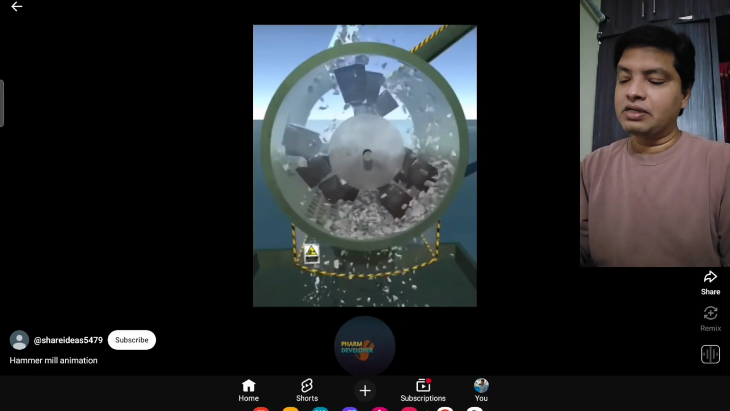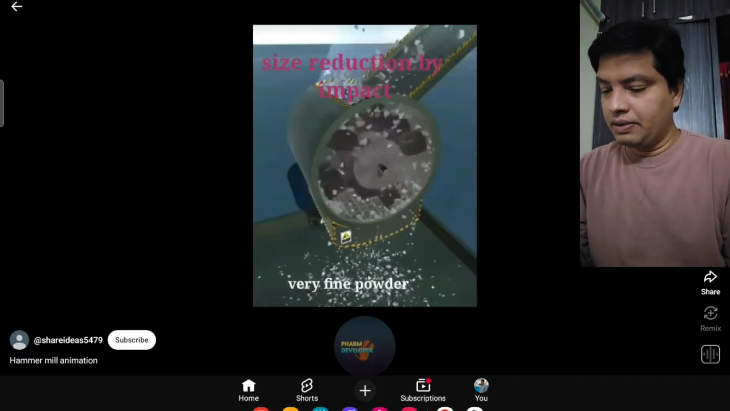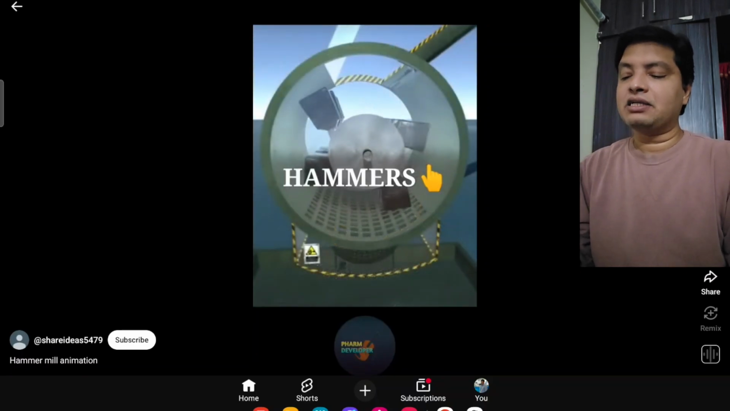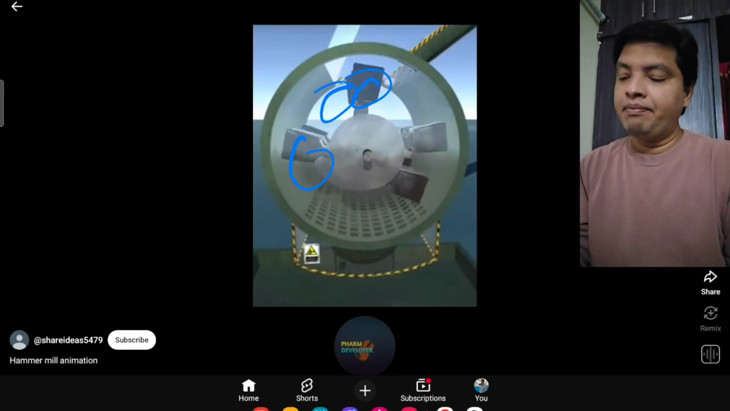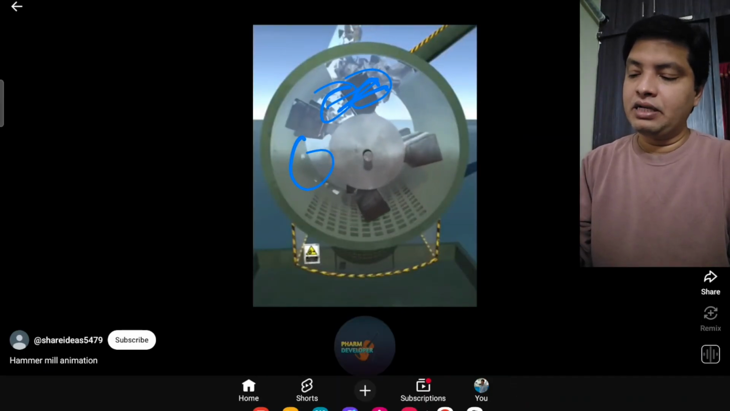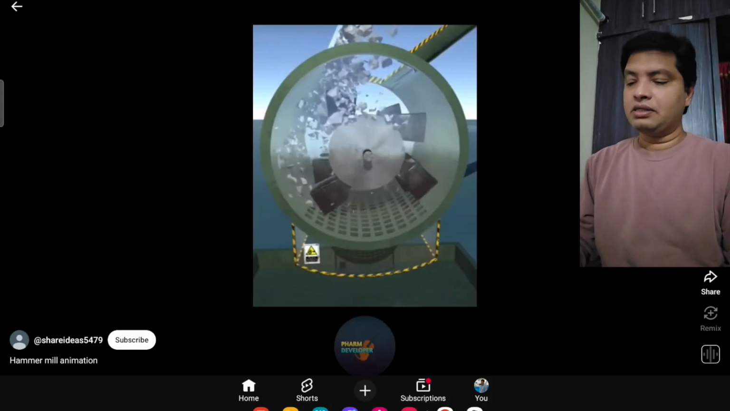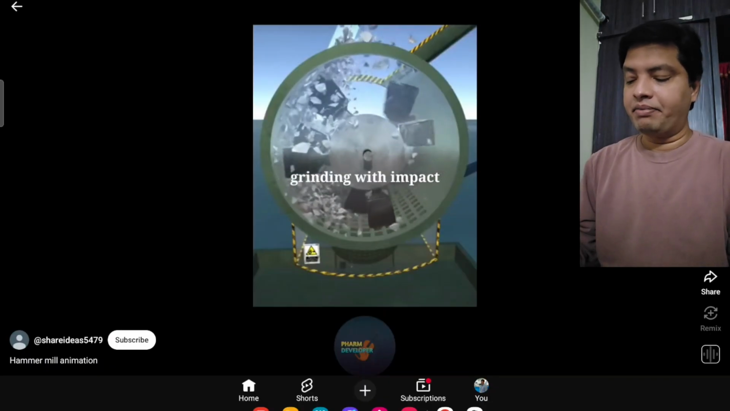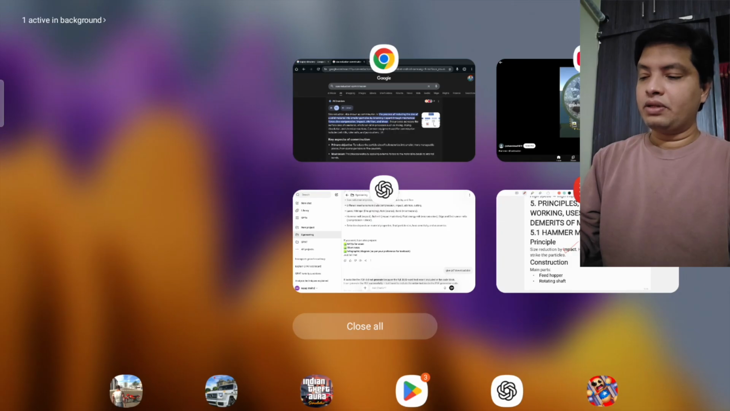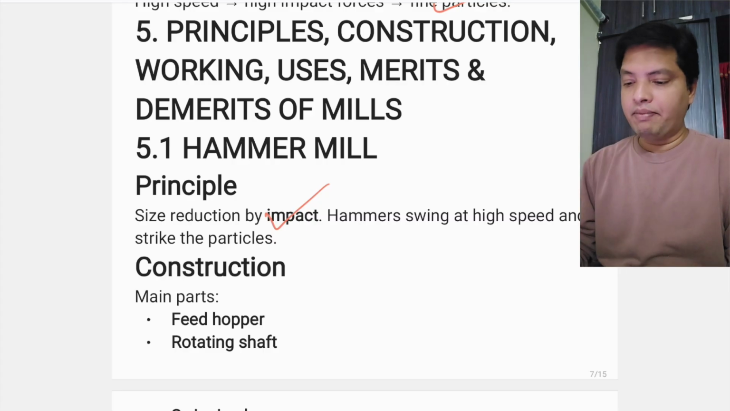So the principle in the hammer mill is impact. This hammer will impact your material which is coming. Whatever material is coming is being impacted by the hammer. That's what happens here, so this is the principle of the hammer mill, which is what you saw in the video.